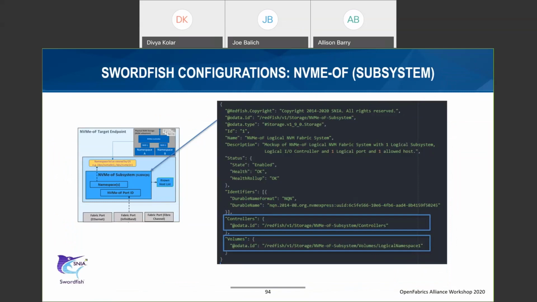This slide shows a snippet of the mockup for NVMe or Fabric subsystem. On the left we can see that the central block is the NVMe or Fabric subsystem, which is constructed from the underlying resources, and the right side shows the mockup snippet for it. We can see that there is also an identifier for a subsystem here, which is represented by an NQN, and this NVMe-oF subsystem holds a controller and a volume, and the links for those controllers and volumes are shown by those highlighted blue blocks. So next slide.